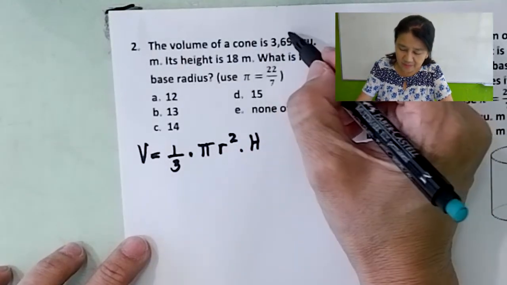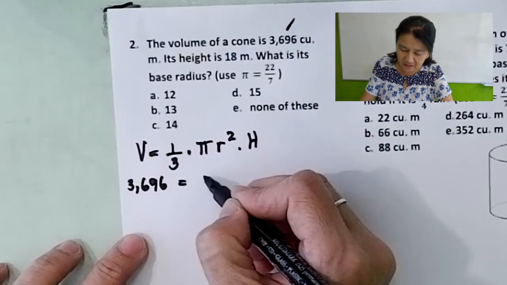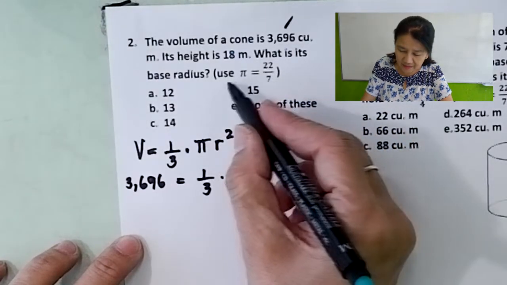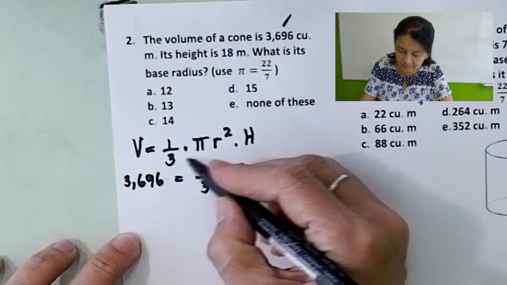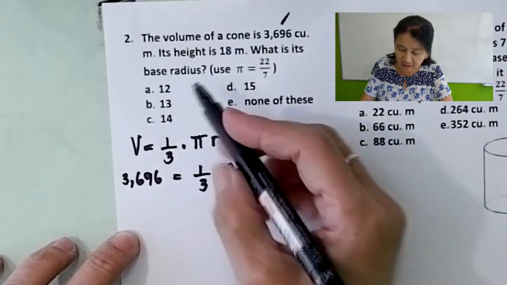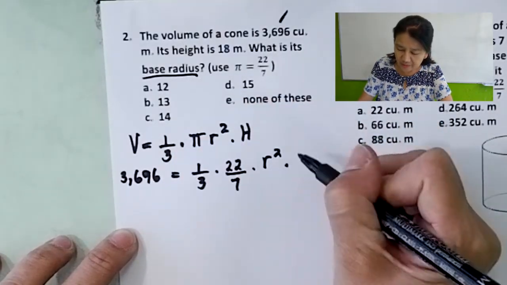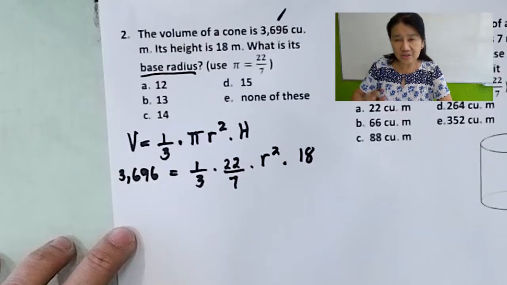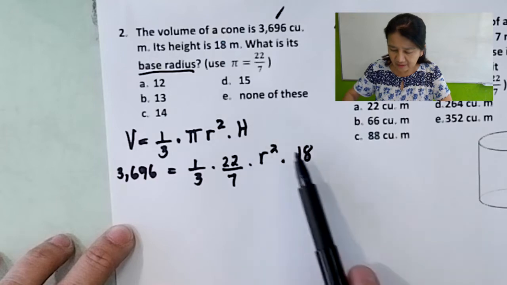So the volume is given to be 3,696 equals 1/3 times pi. It says here, use pi 22/7. So 22/7 for pi, and r squared. R is unknown, remember, what is its base radius? So r squared is unknown times the height. The height is 18 meters. Let's just double check. This is 1/3, this is pi, r squared, h.